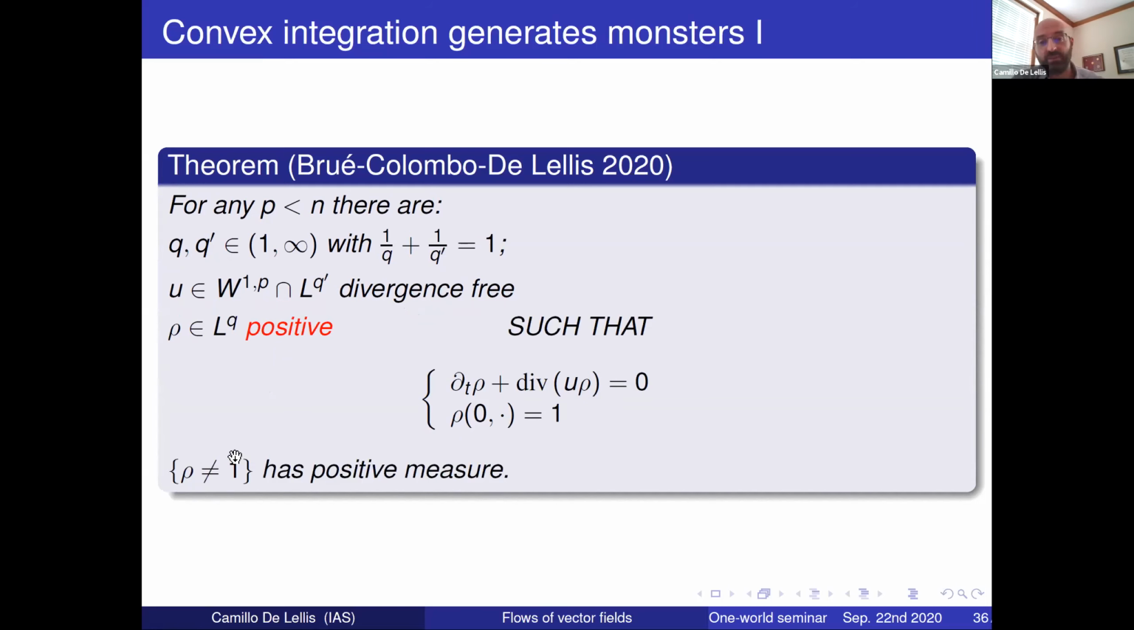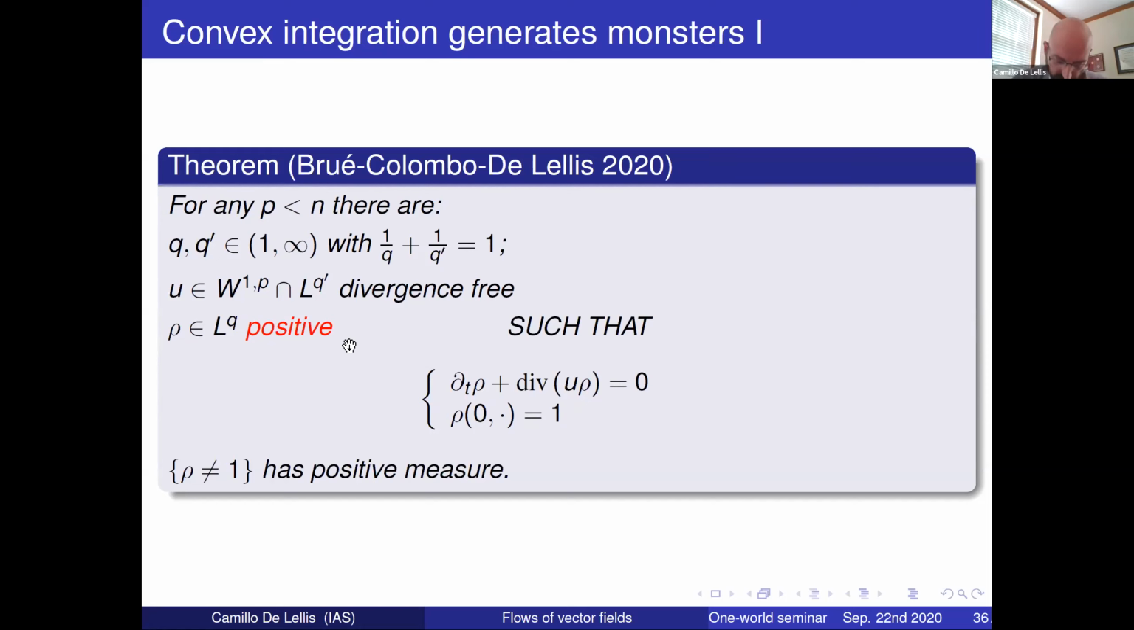So what does that mean? Rho identically equal to 1 is obviously solving these equations, because if you are divergence free, the derivative of 1 is equal to 0, and here the divergence of U would be equal to 0. So the trivial solution identically equal to 1 is one solution of this PDE. But I'm just telling you that under this assumption, there's actually a second positive solution.